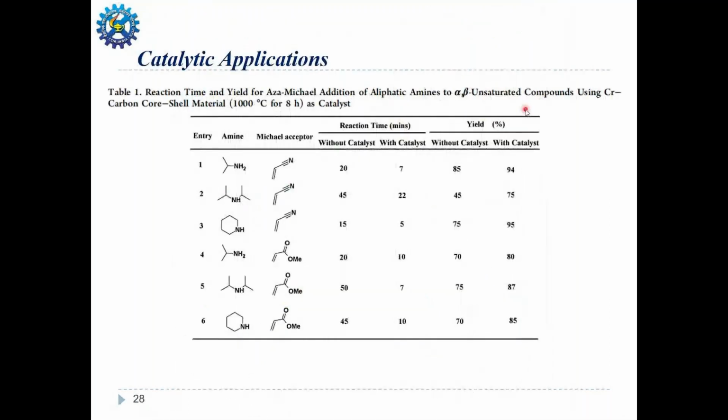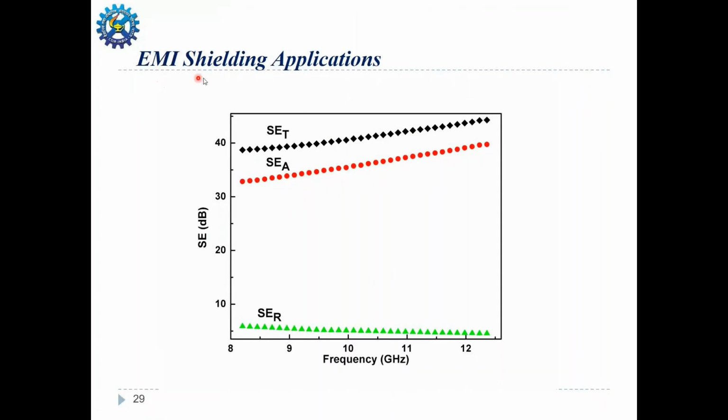So we try to use this for catalytic applications, and we use this as a catalyst for the aza-Michael addition reaction. And we see that the reaction time is reduced and the yield is increased. And we also use this for EMI shielding applications, the electromagnetic interference shielding, and we found that it is able to provide the total shielding efficiency of 40 decibels. So this material can be used for EMI shielding and catalytic applications.